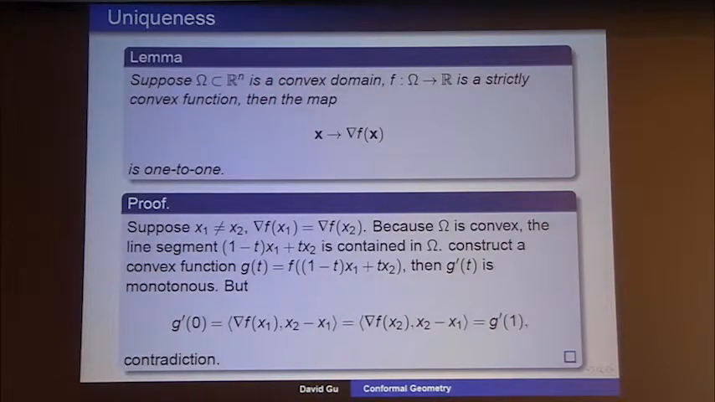Okay, then f is a function defined on this Euclidean domain. Then f is strictly convex. Then the gradient map, for each x, we map x to the gradient of x. Then this mapping is one-to-one. Okay, then based on this lemma, we can show the mapping from curvature to metric is one-to-one.